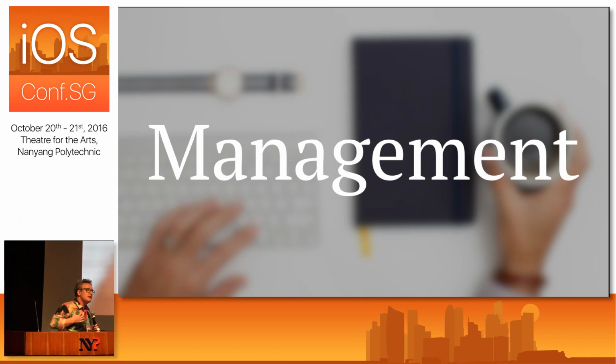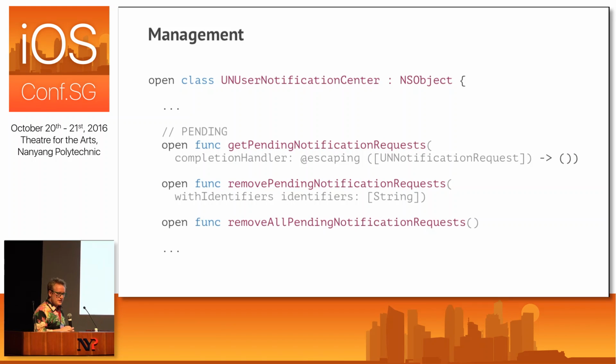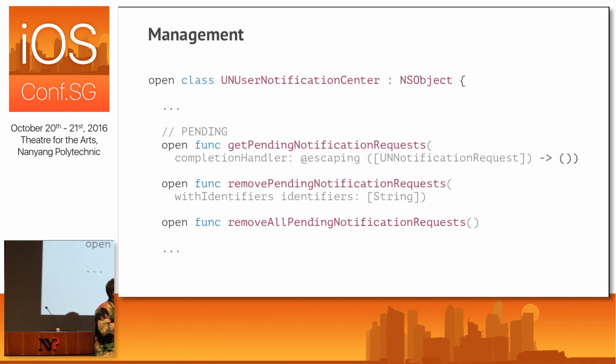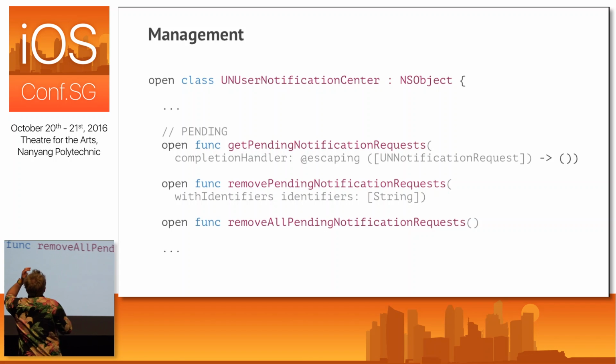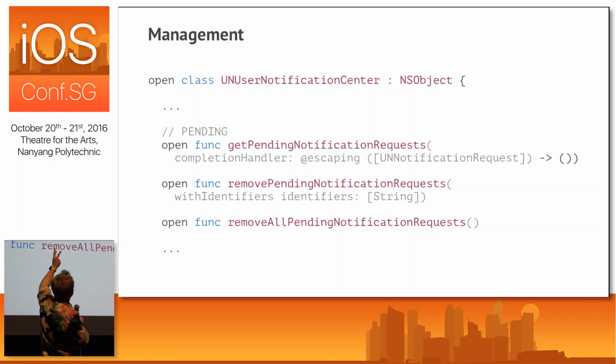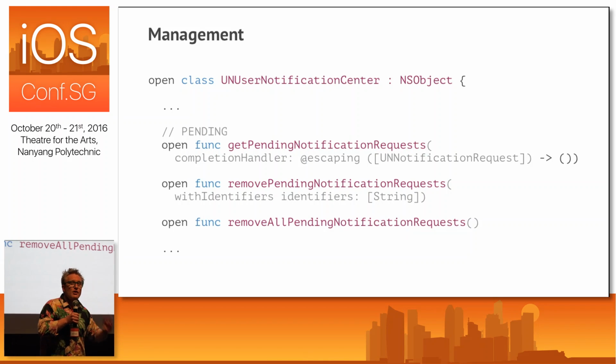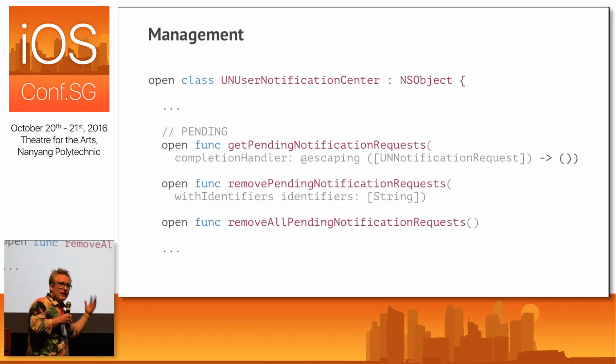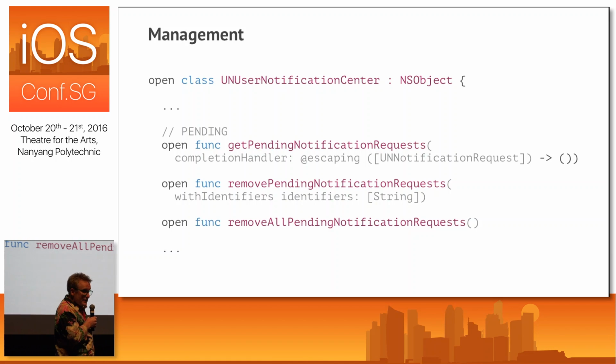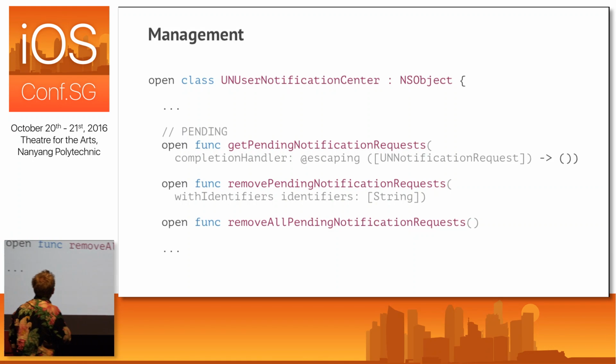Okay, before I go on to give a quick demo of this, I just want to talk about management as well. So how do I manage the local notifications? In fact, all notifications, but this part is mainly for local. On the user notification center, there are 3 methods for allowing you to get hold of pending notifications. Those are ones that you've created and have not yet fired, so either the time hasn't expired or you've not arrived at the right place. You can grab hold of those with get pending notification requests, and you'll be given back, in an asynchronous method, an array of UN notification requests.